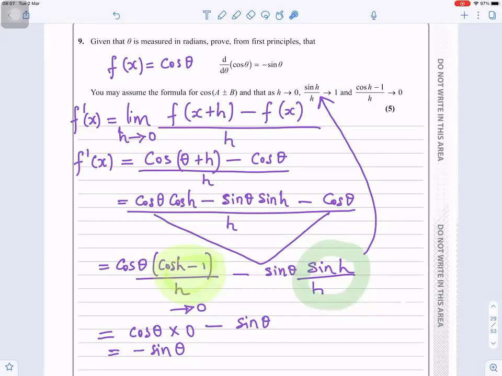As h tends to 0, sine h over h tends to 1, and cos h minus 1 over h tends to 0. So this will be cos theta times 0. All of this will be 0, and all of this will be 1. So all of this will become 0. Cos theta times 0 is 0. Minus sine theta times 1 gives you minus sine theta.